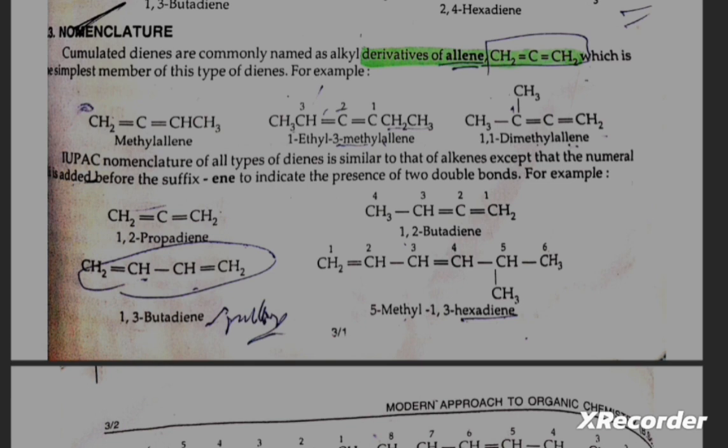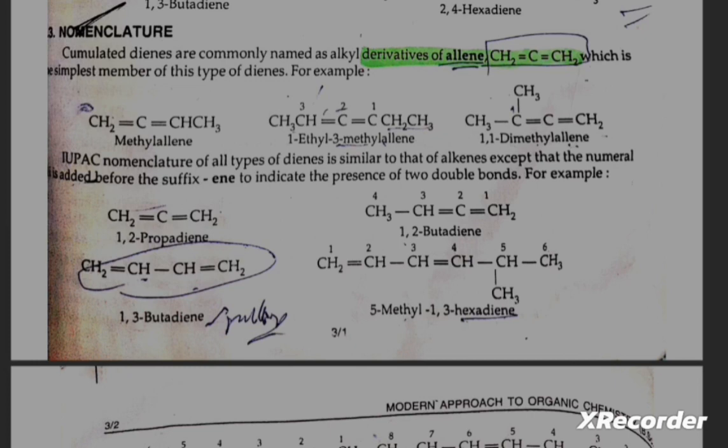Nomenclature. Cumulated dienes are commonly named as alkyl derivatives of allene, CH2=C=CH2, which is the simplest member of this type of dienes. For example, methylallene, 1-ethyl-3-methylallene, 1,1-dimethylallene.